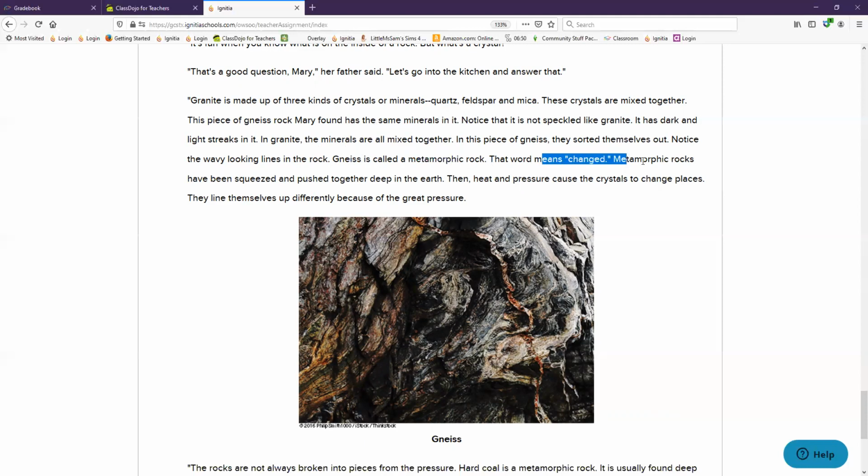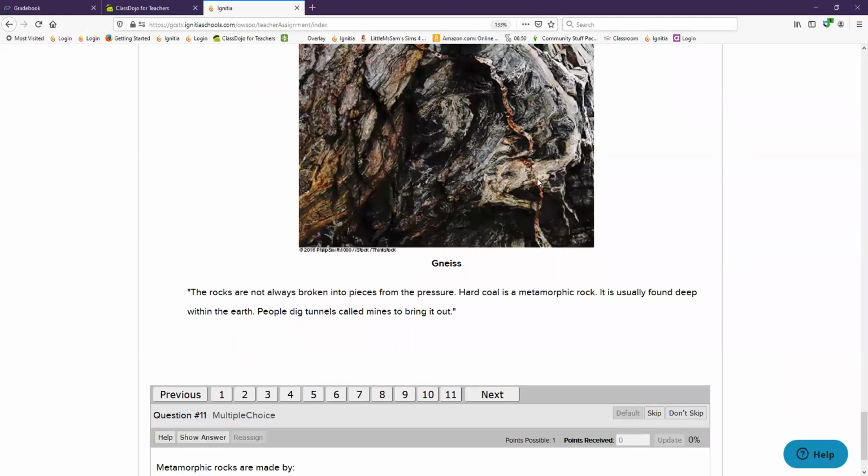It means change. The metamorphic rock has been squeezed and pushed together deep in the earth. Then heat and pressure cause the crystals to change places. They line themselves up differently because of the great pressure. It is gneiss. That is very interesting. It doesn't really look like a rock to me.